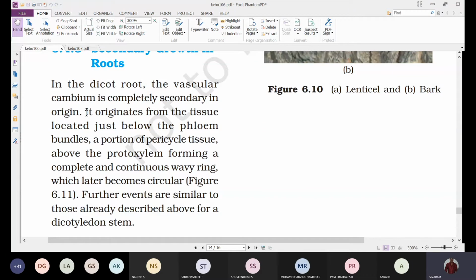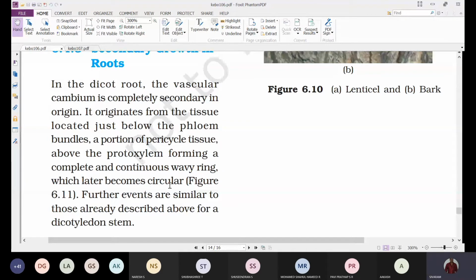But in the dicotyledonous root, the secondary growth occurs only by the secondary meristem, the vascular cambium, which is secondary in origin. It originates from the tissue located just below the phloem bundles and a portion of the pericycle tissue above the protoxylem, forming a complete and continuous wavy ring, which later becomes circular.